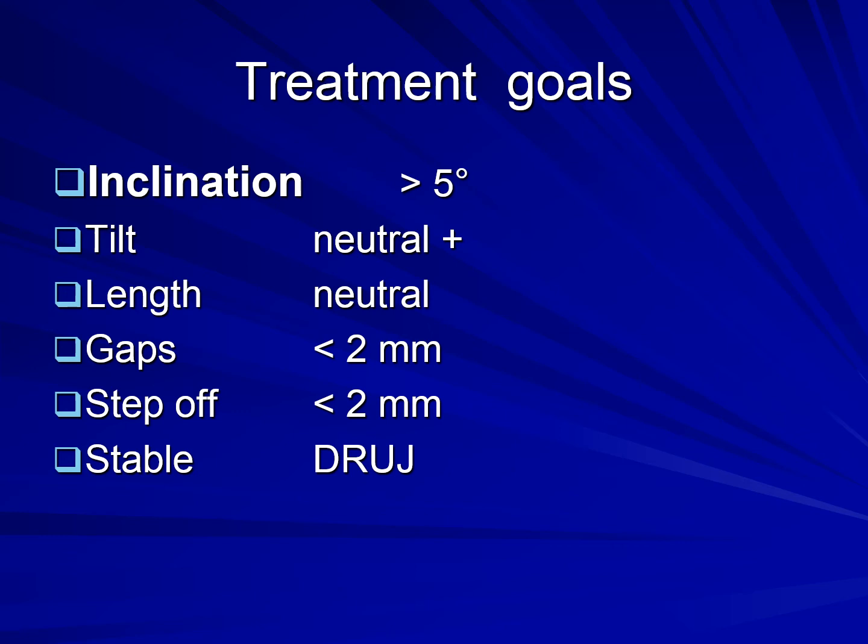The treatment goals of the distal radial fractures include to restore radial inclination to more than 5 degrees, to restore the palmar tilt to neutral, to restore the length to neutral, to restore the articular gap to less than 2 mm, the step-off of the articular surface to less than 2 mm, and a stable distal radioulnar joint.